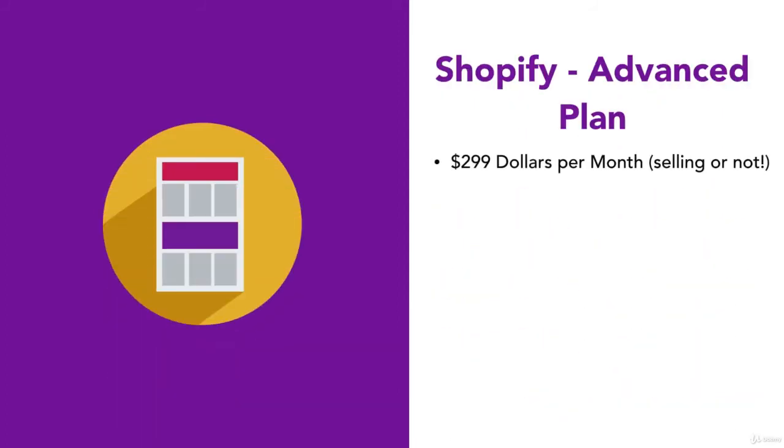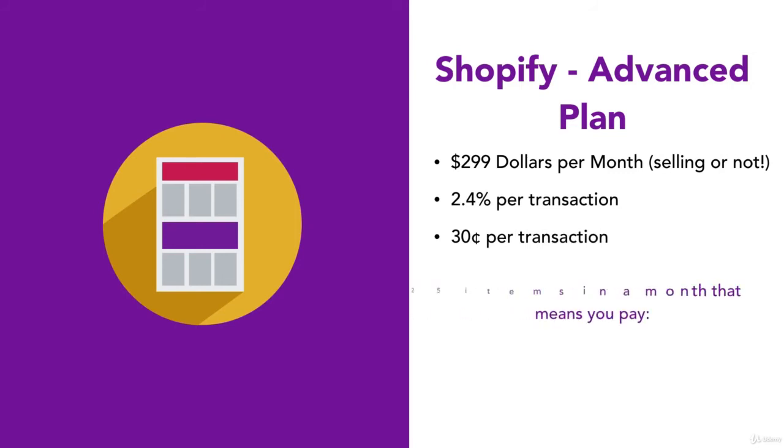In the advanced plan of Shopify, you have to pay $299 per month. Again, selling or not, you have to pay this every month in Shopify. The percentage per transaction is smaller in this plan, so you have to pay 2.4%. And you also have to continue paying the 30 cents per transaction. So let's say that you sell 100 $125 items in a month.